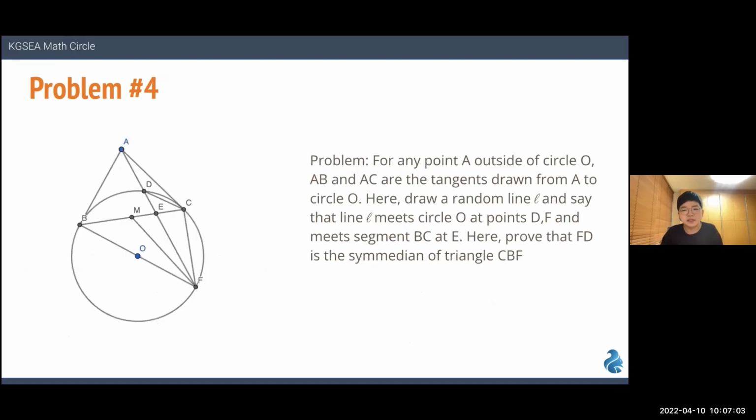The fourth problem states that for any point A outside of circle O, AB and AC are the tangents drawn from A to circle O. Here, draw a random line L and say that line L meets circle O at points D, F, and meets segment BC at E. Here, prove that FD is the symmedian of triangle CBF.